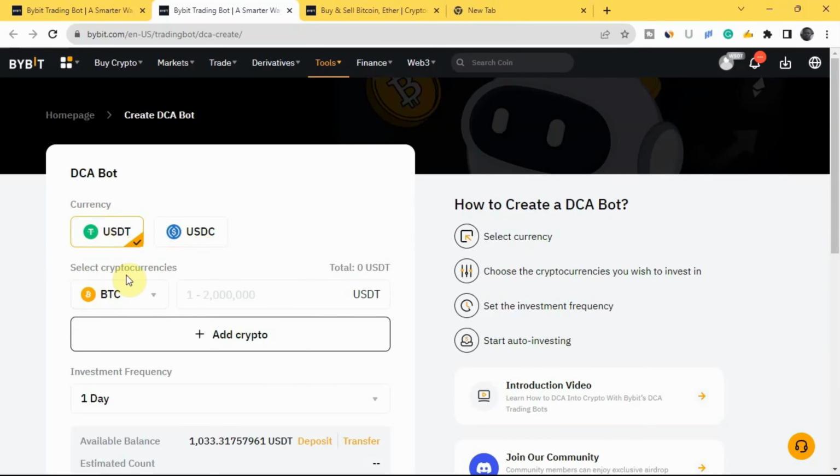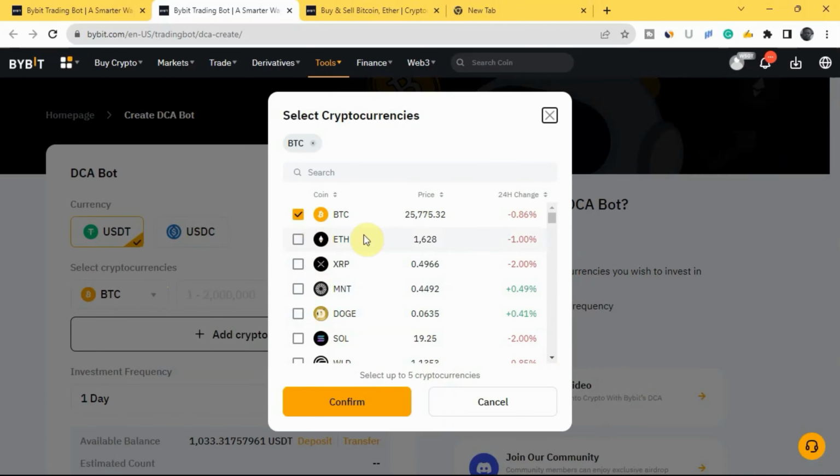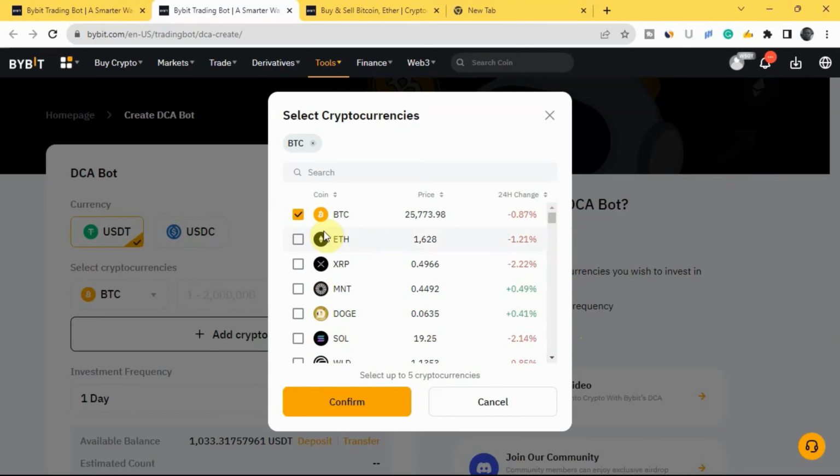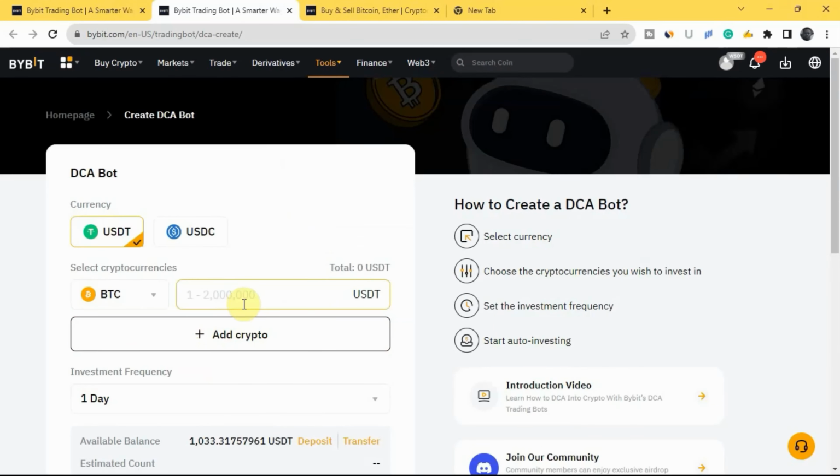funding wallet. Now, the next thing is, which crypto do you want to invest in? You can see we have BTC right here. If you want to pick another cryptocurrency, just come here and pick this drop down arrow. And right here, you can see the different cryptocurrencies you can invest in with the DCA trading. So, for example, you want to pick BTC. Just click on confirm.